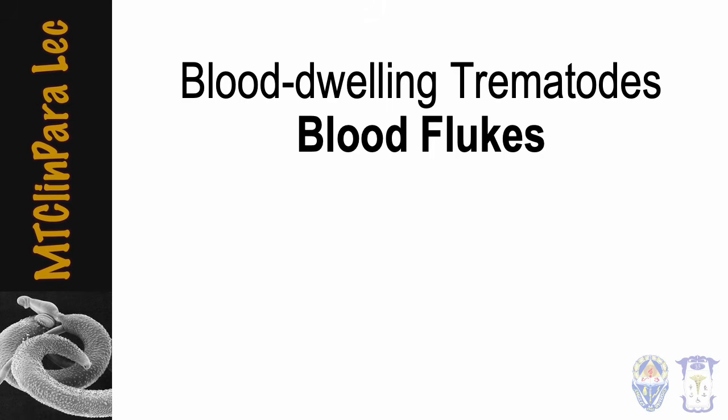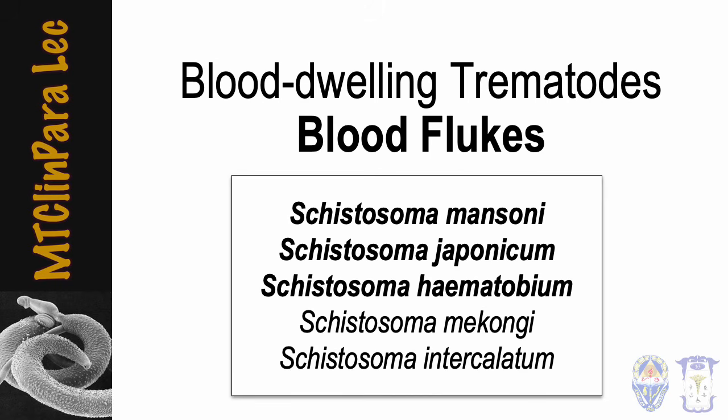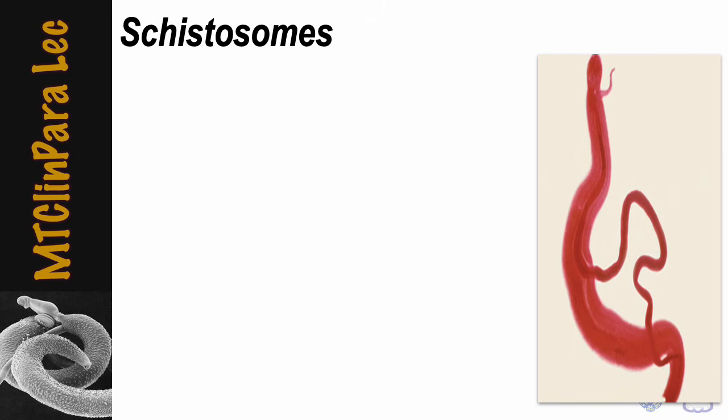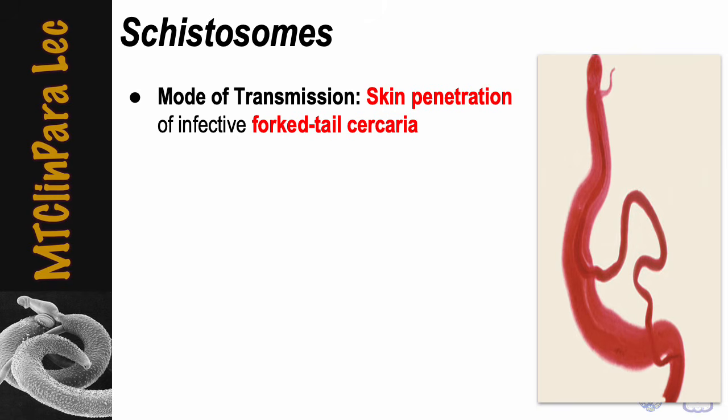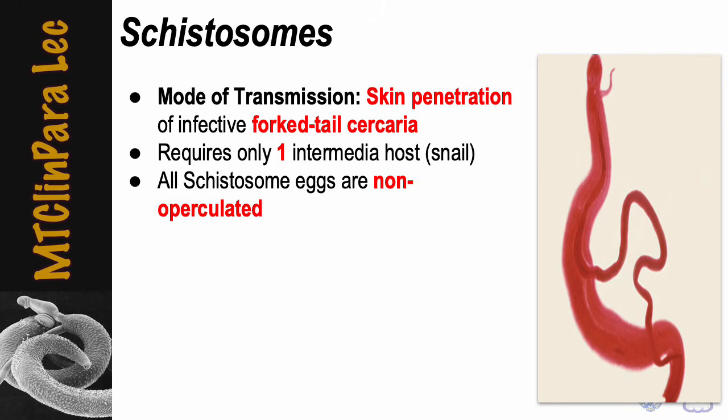So finally, we're now on your blood-dwelling trematodes or schistosomes. These are blood flukes that are associated with 5 different parasites. And the first 3, Mansoni, Japonicum, and Haematobium, are the most clinically significant ones. For the general characteristics of schistosomes, their mode of transmission is through skin penetration of infective fork-tailed cercaria. So cercaria is the infective stage of these parasites, and they only require one intermediate host, which is usually a snail host. In terms of their eggs, these are non-operculated but with spines or terminal knobs.